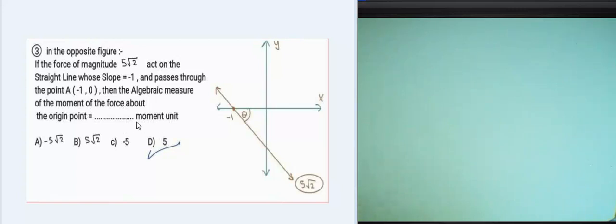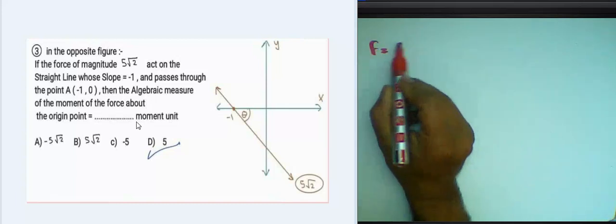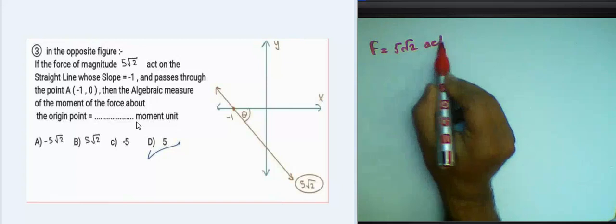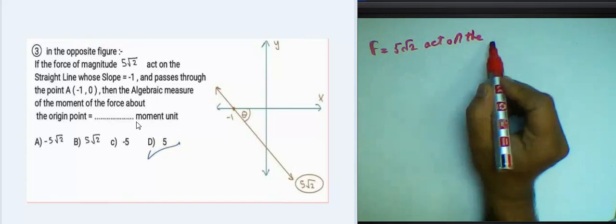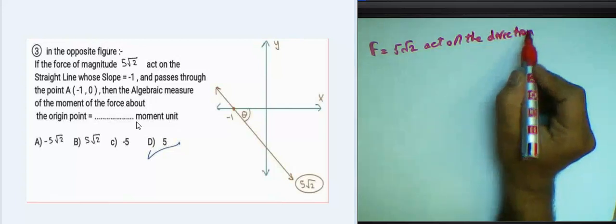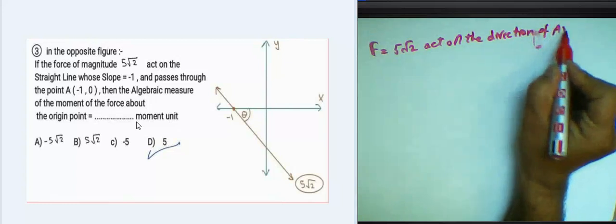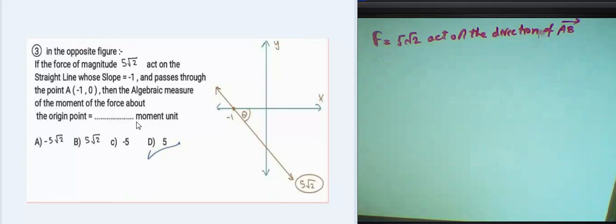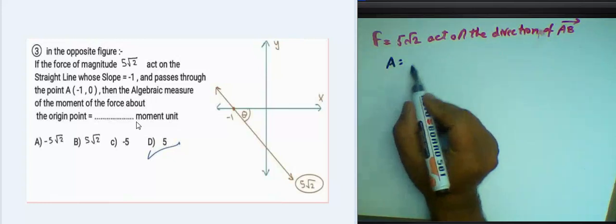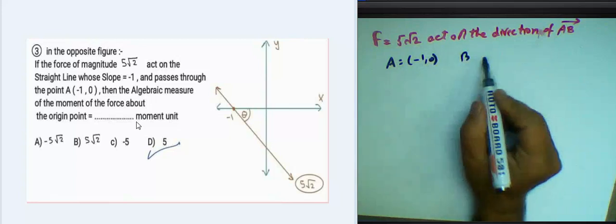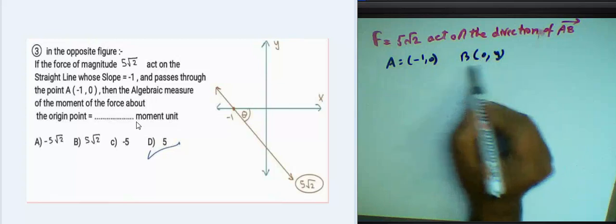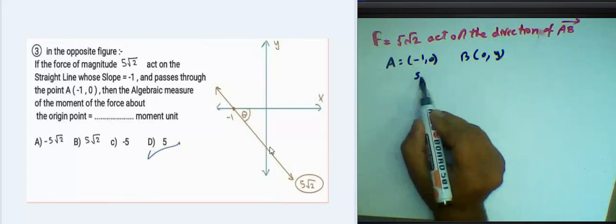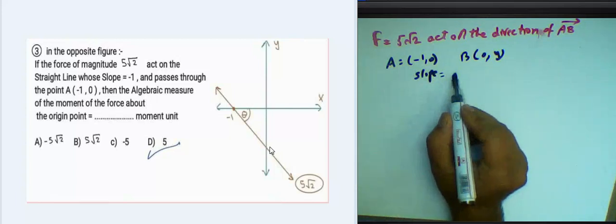Okay, first we have the force equal to 5 root 2 acting in the direction of AB. This gives us this information in the example. We have point A equal to negative 1 and 0, and point B equal to 0 and y on the straight line, and the slope is given as negative 1.